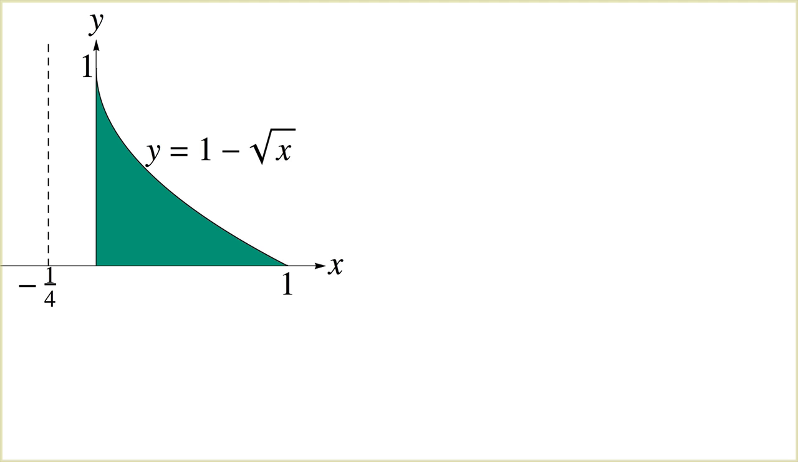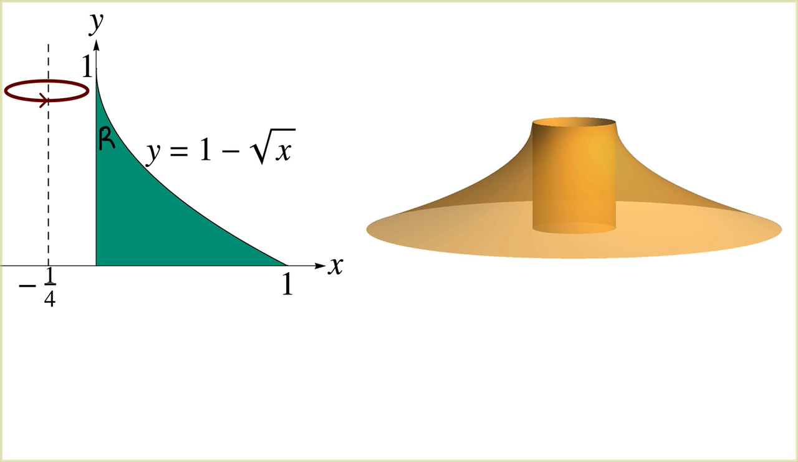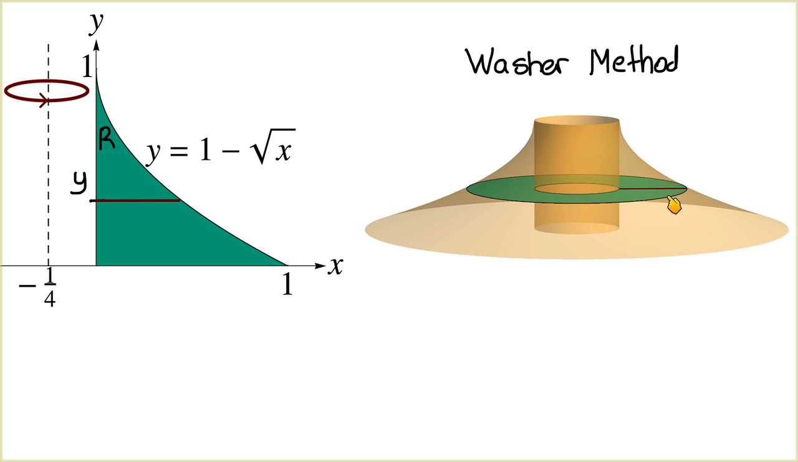Now let's go back and confirm this result by finding the volume of the solid using the washer method. So once again, we are taking the region R and revolving it about the line x equals -1/4. And using the washer method, we pick a value of y in between y equals 0 and y equals 1, and we draw a horizontal line segment through the region R. Revolving this line segment about the line x equals -1/4 gives us this surface of a washer.